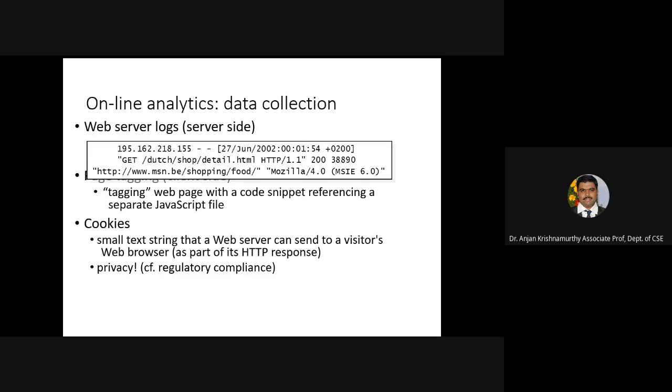So online analytics is basically nothing but the data collection, which is stored in the web server logs, right? The web server logs store the data in this particular way, right? And tagging these web pages with a code snippet referencing JavaScript is one more thing, right? You can also see that there are small text files which the web servers store as a cookie, right? So that it can be easily loaded, right? Again, the privacy factor of these cookies is questionable.